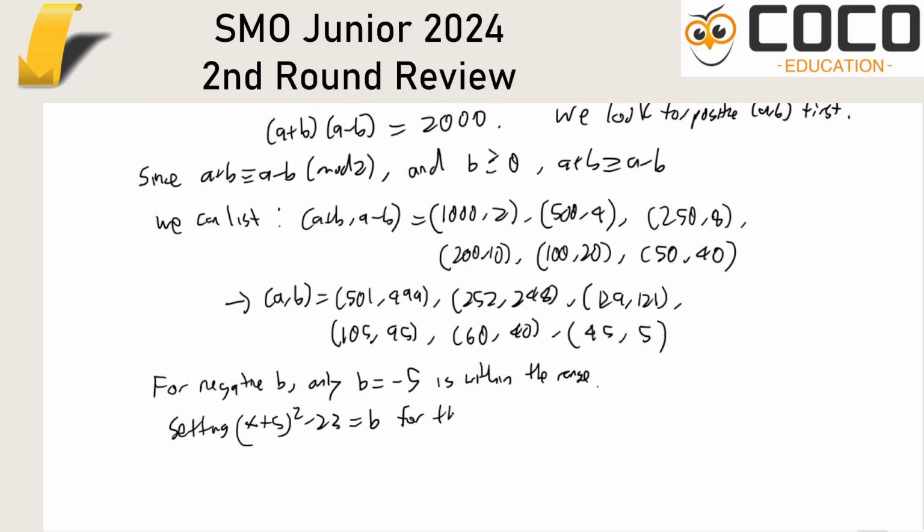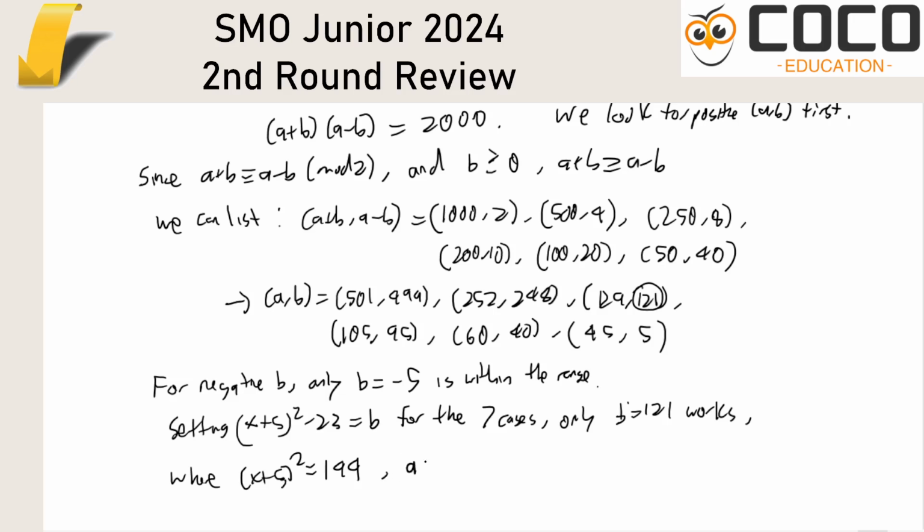So for the 7 cases, basically add 23 to everything in sight. And if I add 23 to everything in sight, see what happens. Only one works, where (x plus 5) squared equals 144.